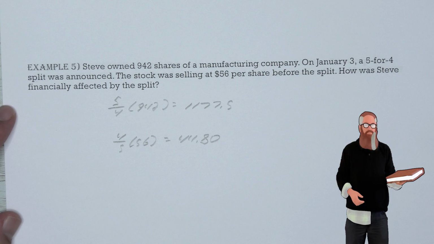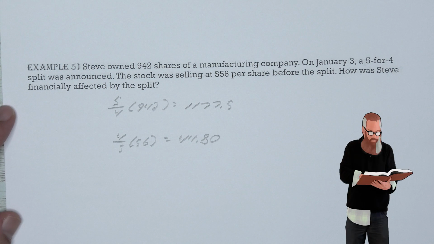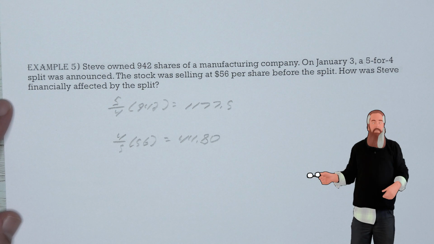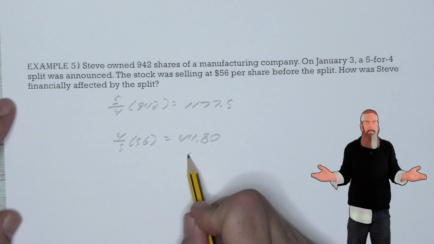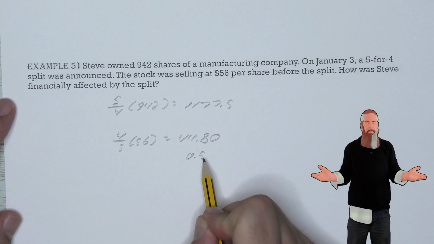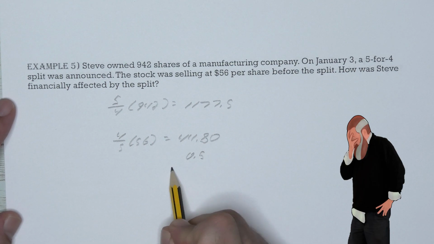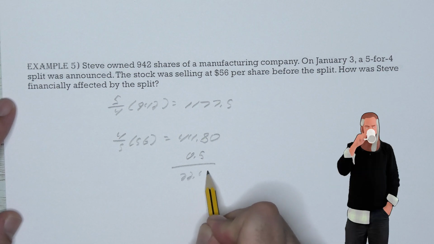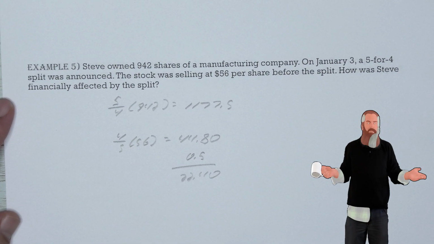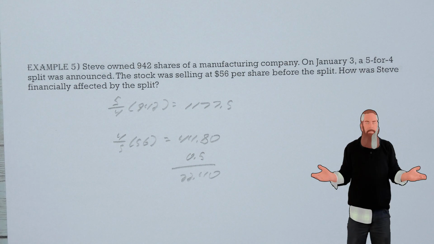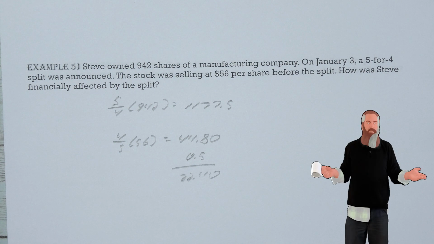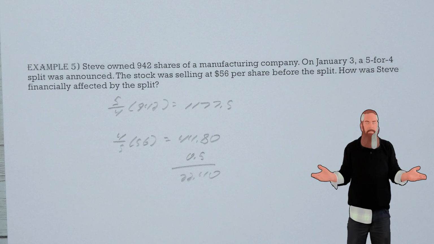So the fractional shares are not traded. So the corporation paid him the market value of 0.5 share. The fractional part times the market price is equal to 0.5 times 44.80, meaning $22.40. So Steve received $22.40 in cash and 1,177 shares worth $44.80 each.